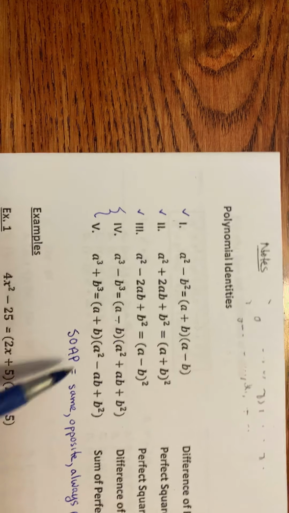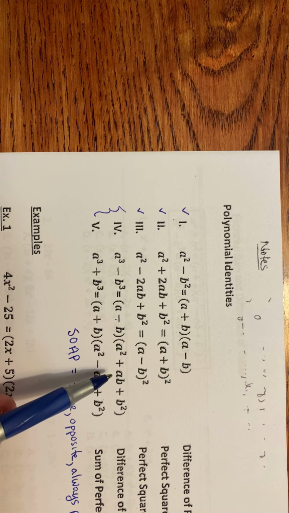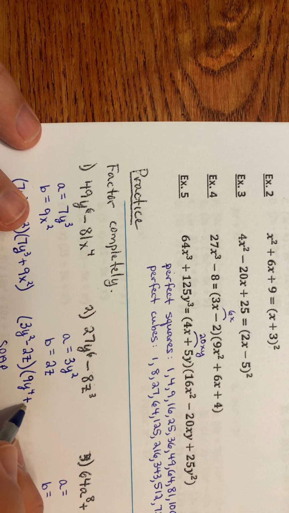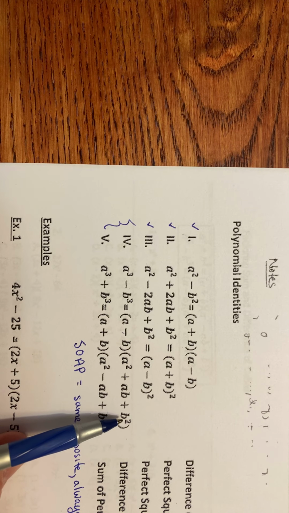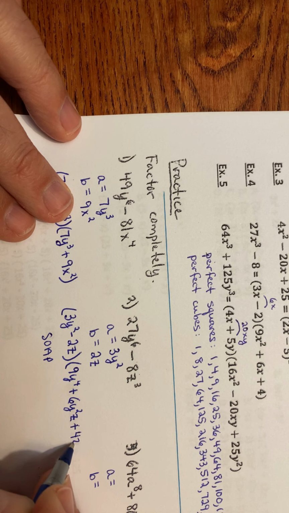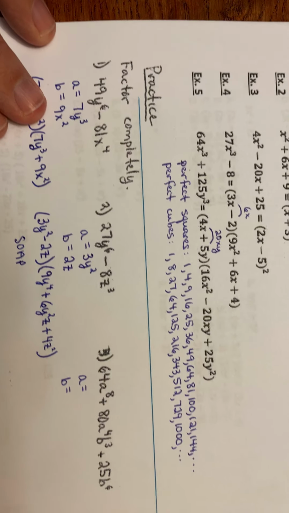And then according to this rule here, you just take these two terms in here and multiply them together, a times b. So 3 times 2 would be 6, y to the second z. Always positive. And then the last term, you just square the b. So here's my b, 2z, square it, I get 4z squared. And that would be the factored form of this difference of cubes.